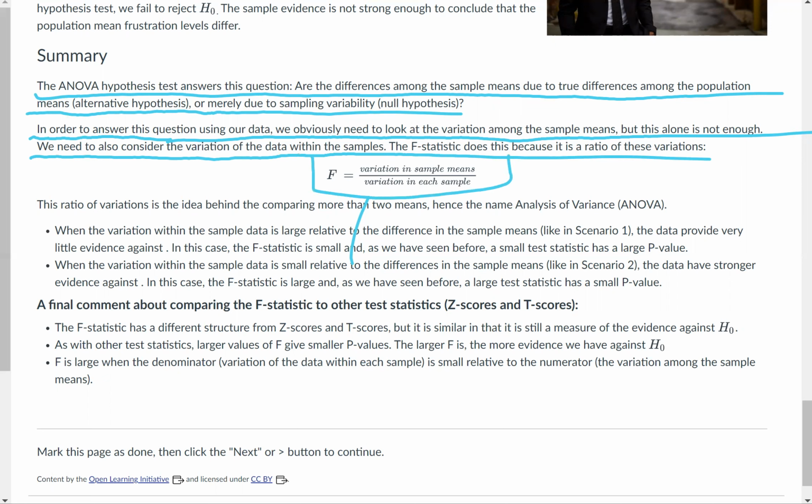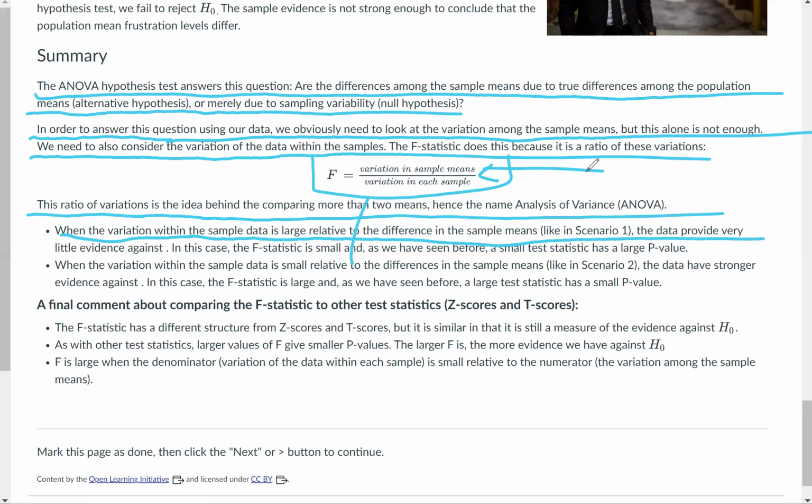We didn't give the specific formula, but we gave the idea that F is a fraction where the numerator is the variation in the sample means and the denominator is the variation in each sample. This ratio of variations is the idea behind comparing more than 2 means, hence the name analysis of variance, or ANOVA. When the variation within the sample data is large relative to the difference in sample means, like in scenario 1, the data provide very little evidence against H sub 0.